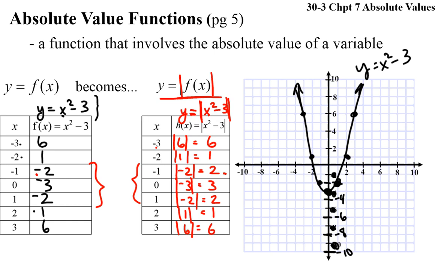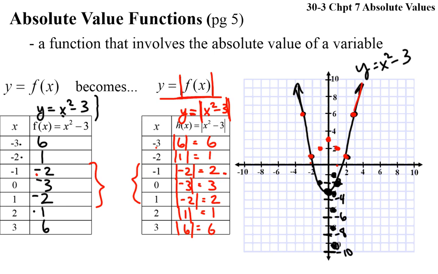So now we graph this one. At negative 3, we have 6. At negative 2, we have 1. At negative 1, oh, it's not negative 2 anymore, we get 2. At 0, we have 3. At 1, it's not negative 2 anymore, it's back again to being a 2. 2 becomes 1, and 3 is 6.